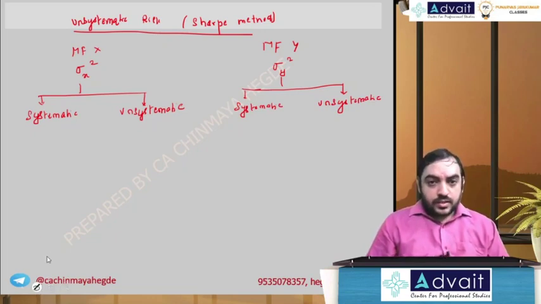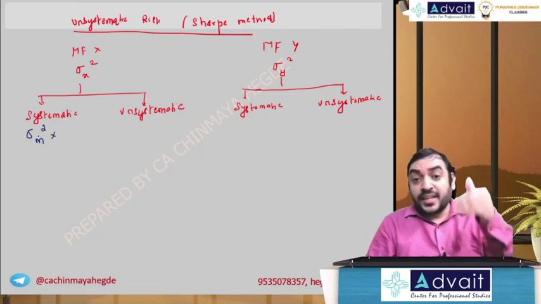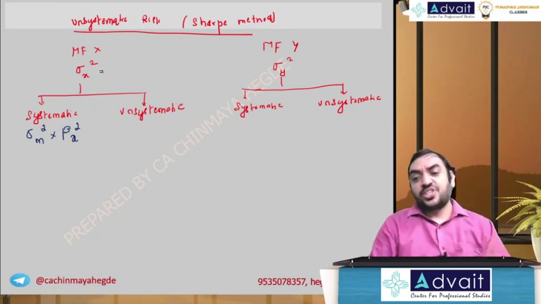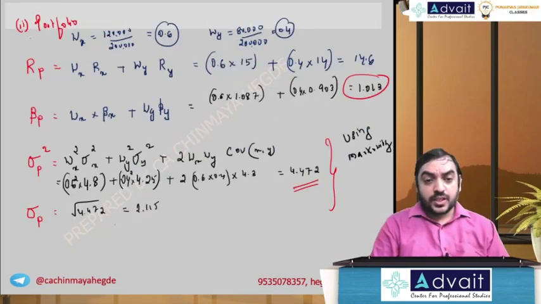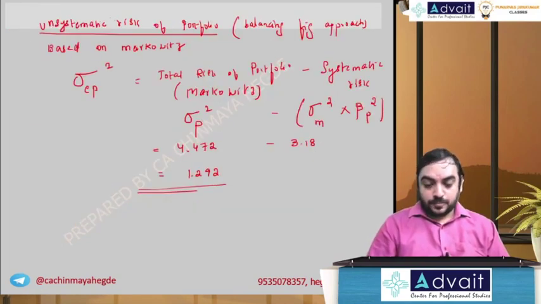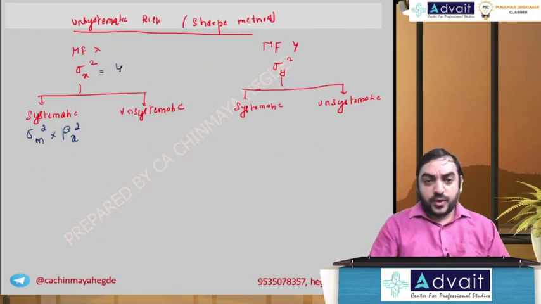Okay, now systematic risk is we start with market variance multiplied by, how do we move from market to security? We take the help of beta. So we do beta of security X square. And unsystematic risk is balancing figure. So what is the standard deviation of the security X, variance of the security X? We have calculated, we have identified actually. Starting point, variance of X 4.8. Variance of X is 4.8.